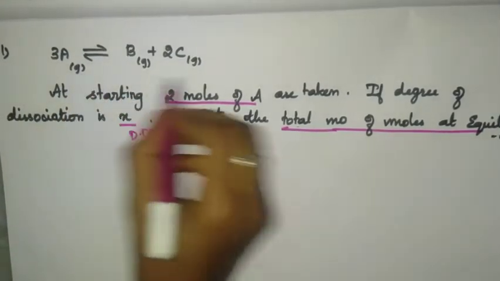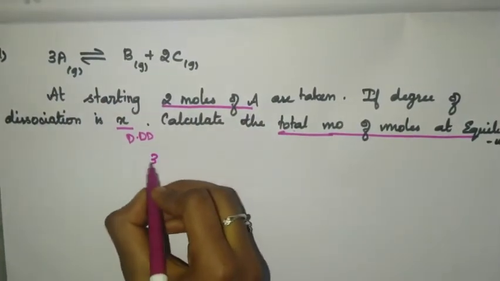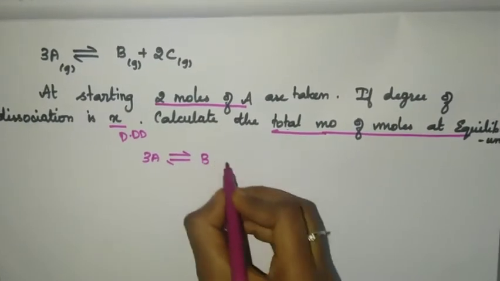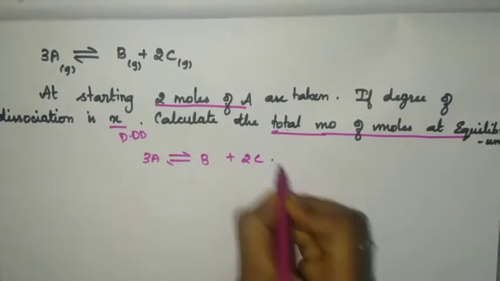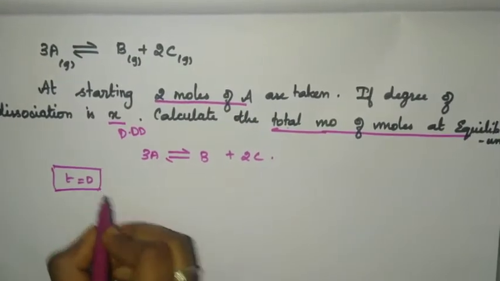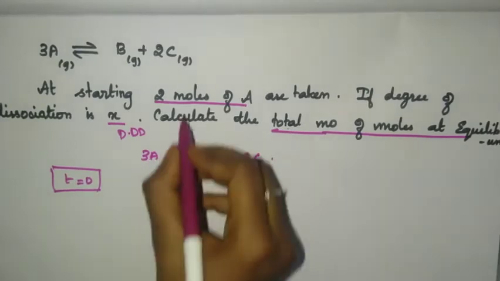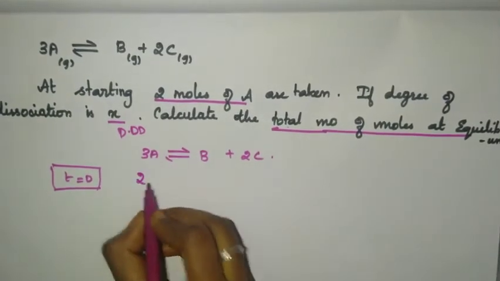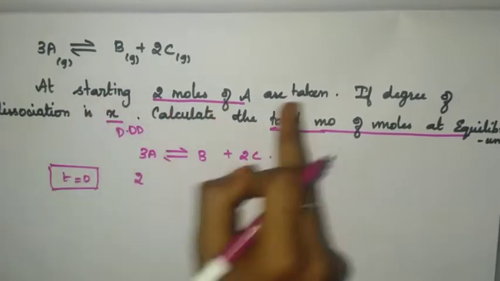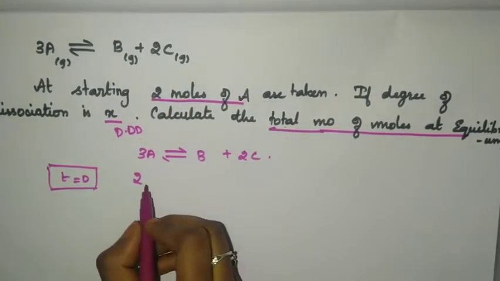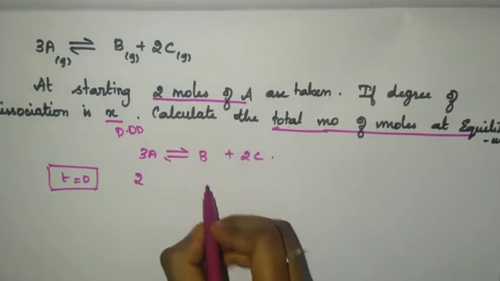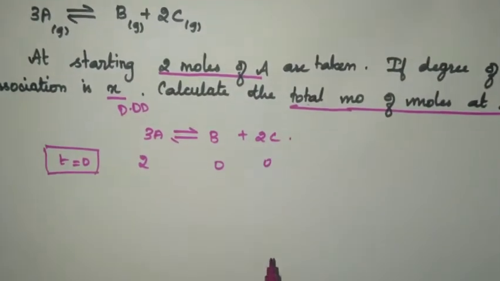For that you have to write the equation first. 3A dissociates into B plus 2C. When the time is 0, that is, the reaction is not started, the number of moles of A taken is given in the question, that is 2. Why am I taking 2? Because 2 moles are taken at the starting time. The reaction is not started, so there is no B and C. So we have to put 0 for those.